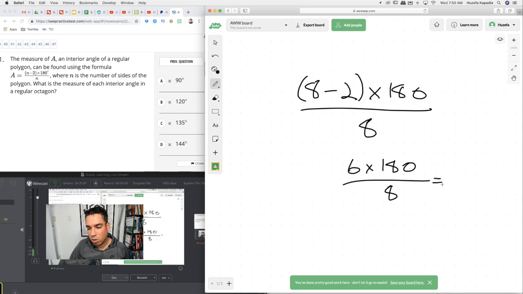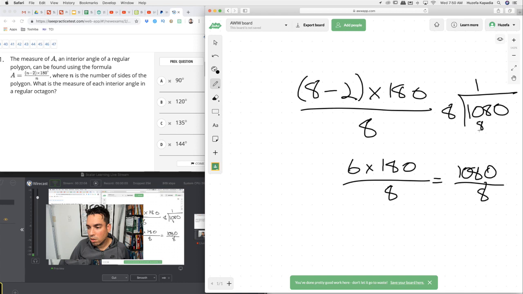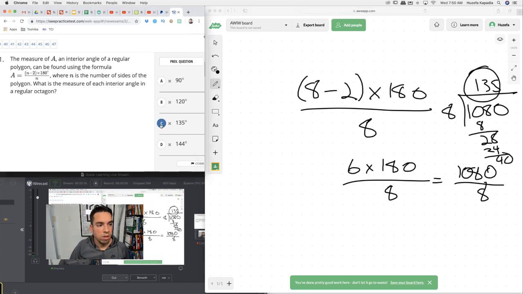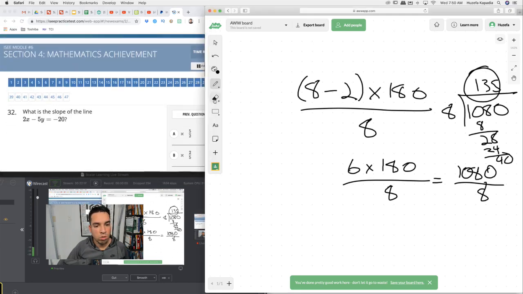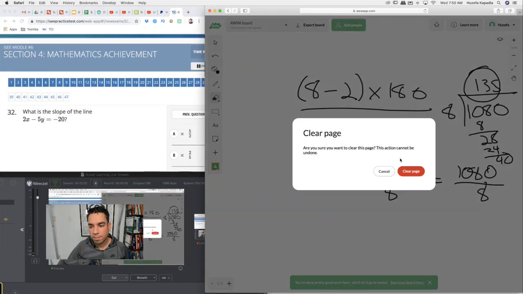6 times 180, multiply it out if you need to, or you can do it mentally if you're really comfortable. It's 1,080 divided by 8, which is 135. Okay, next is 32, which is, what is the slope of this guy?